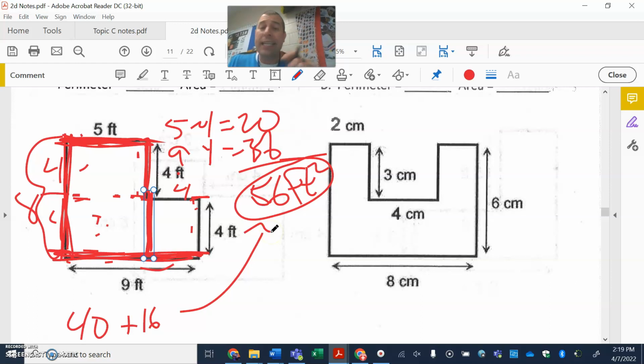So key thing is it does not matter. Sometimes when you chop it up, it's easier. How do we know this ahead of time? Well, we don't. So if you ever chop and you're like, I don't know what to do with this, then erase and chop it up a different way.